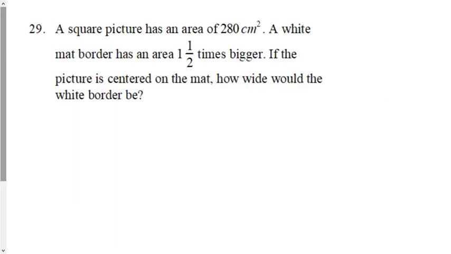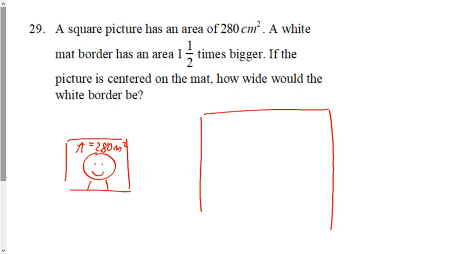And finally, your last question says a square picture has an area of 280 centimeters. So look, I'm going to put a square picture. I'll draw it of me because I'm handsome. The area equals 280 centimeters squared. And then a matte border, so I'm going to make a border, which is just a white thing I'm going to mount that picture onto, that is 1.5 times bigger. If the picture is centered in the mat, how wide would the border be?